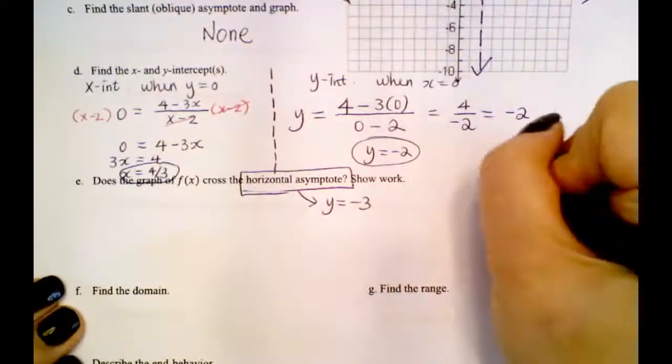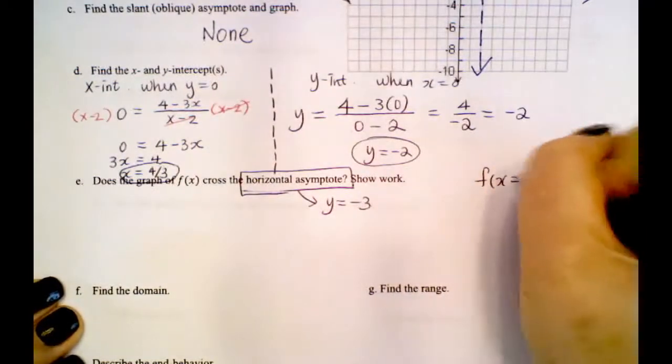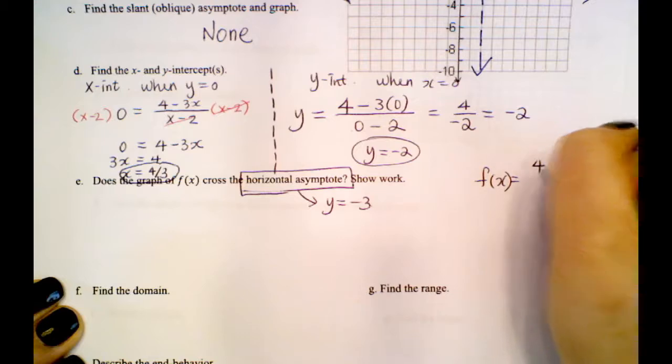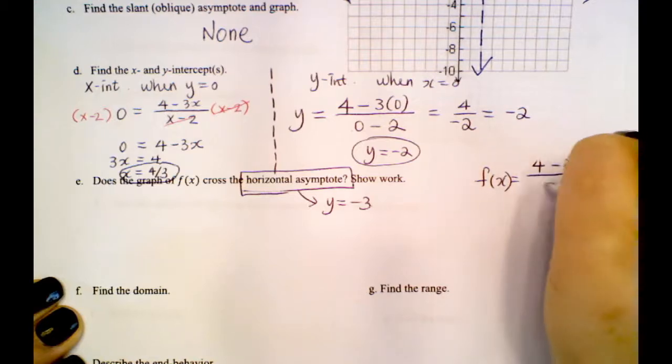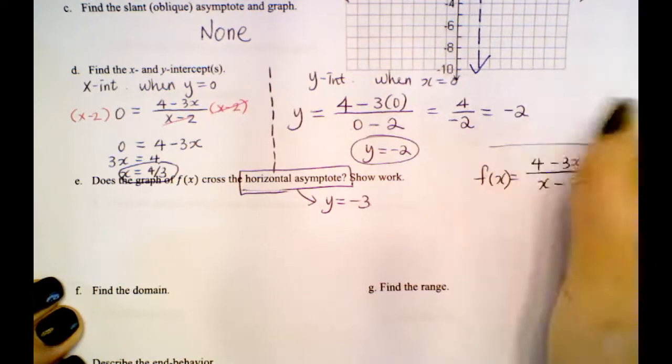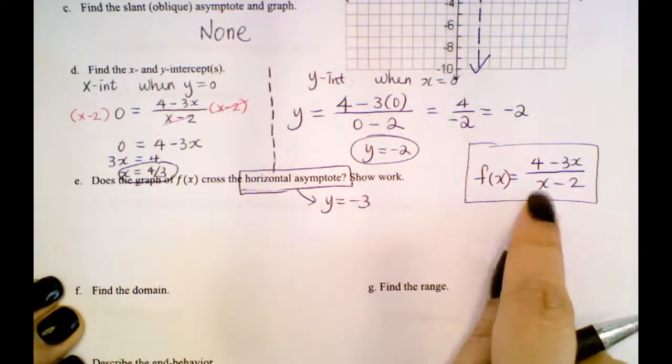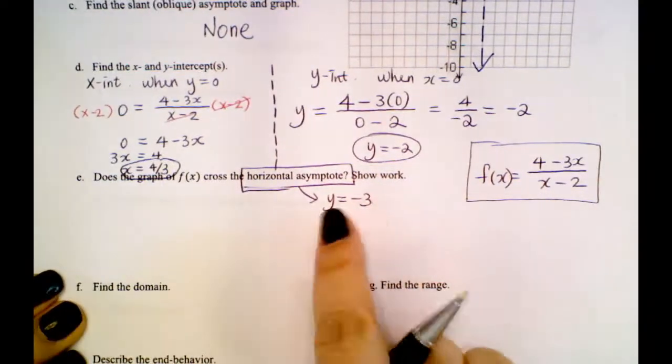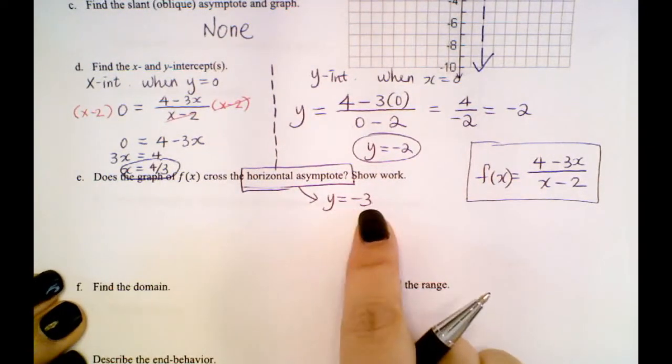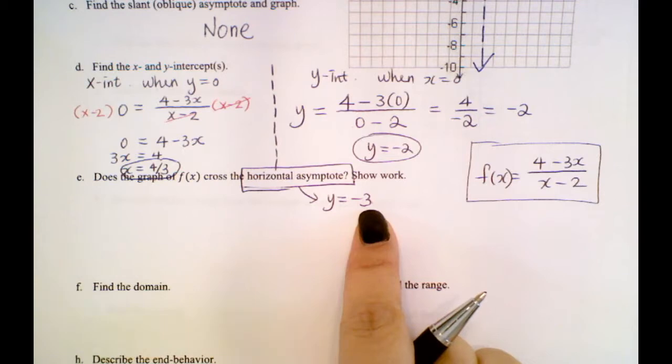Now, let me write down f of x on the side here because it was way up there. f of x is equal to 4 minus 3x divided by x minus 2, right? Now, I'm trying to see if this function will cross y equals negative 3, or in order for it to cross it, it has to first touch it, right? So what I'm going to do is set y equals negative 3.